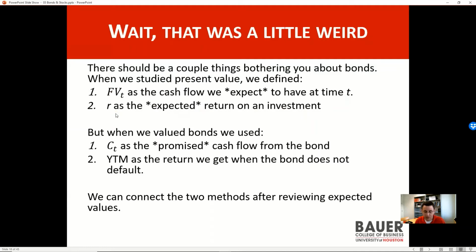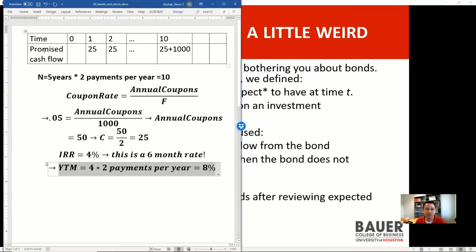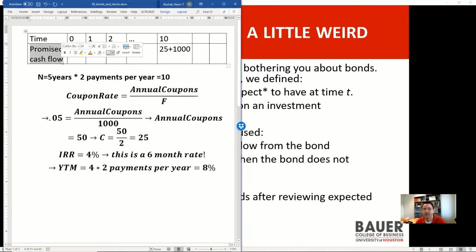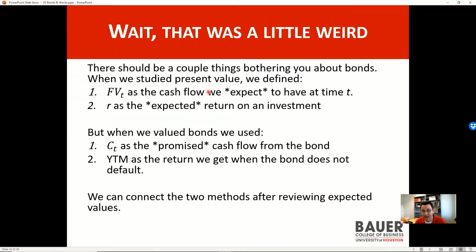Now, what we've been doing with bonds is looking at promised cash flows, right? These are contracts that bonds are writing. They're promising to make these cash flows. That's different than an expected cash flow, right? And likewise, we've been using this thing called the yield to maturity. That's the return you get if the bond does not default. So if the bond hits all those promised payments, your return will be the yield to maturity. Okay, so these are a little bit different.